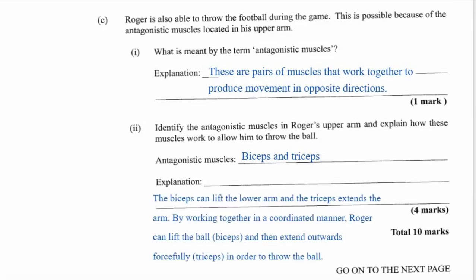And we have here the explanation. So the biceps lifts the lower arm and the triceps extends the arm. So by working together in a coordinated way, Roger can then lift the ball, and then to throw it, it would involve the triceps extending the arm back out forcefully in order to throw the ball. And that would give you your throwing action.